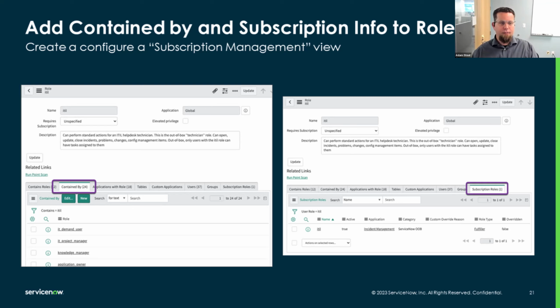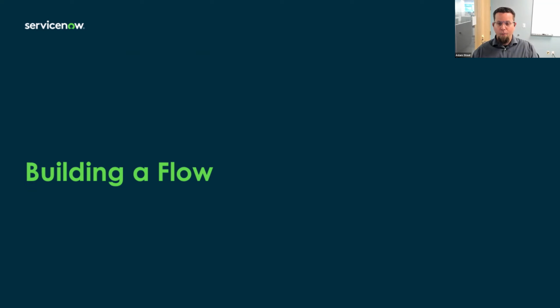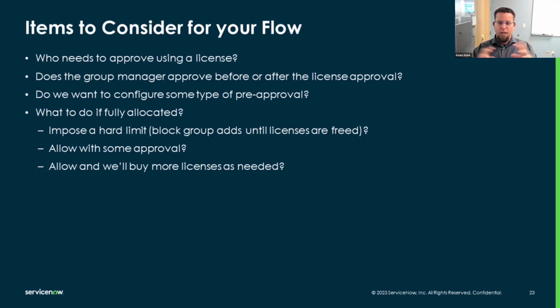All right, let's get to the meat, building a flow. So what we are going to be doing is going through to talk about what kind of flow do I need? What do I need to think about to make adding a user to a group understand subscription management? Let's talk about what it is. You need to decide who's going to approve using a seat. Who is it in your org that approves this person can have an ITSM license or an ITBM license? Does the group manager approve before that person or after that person?